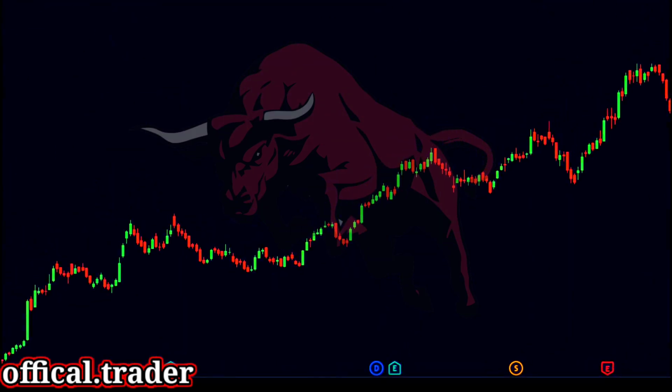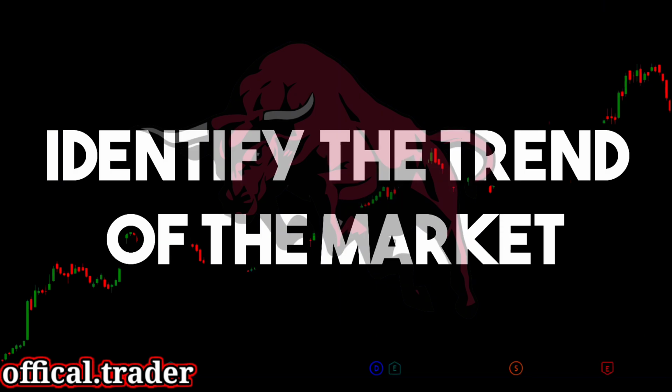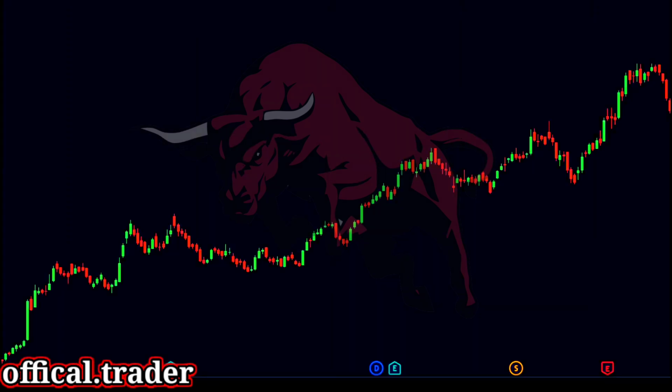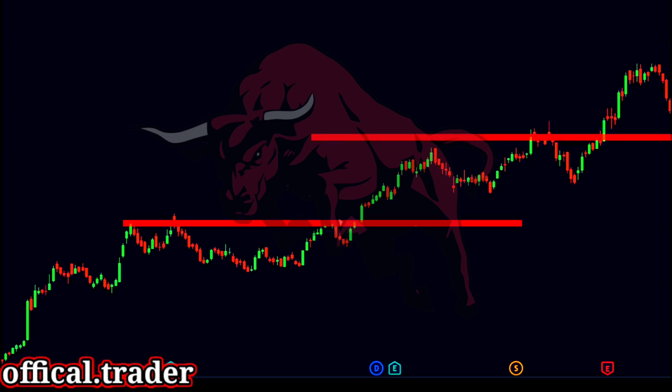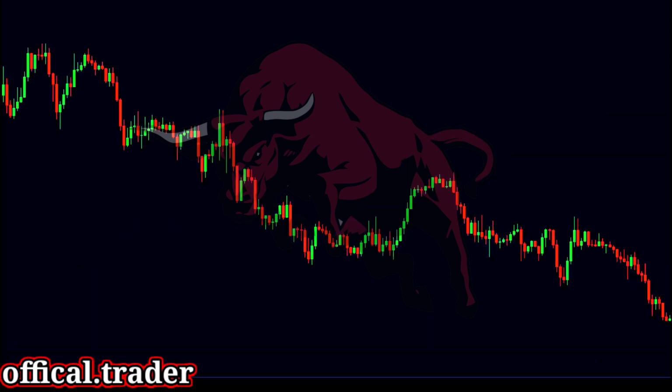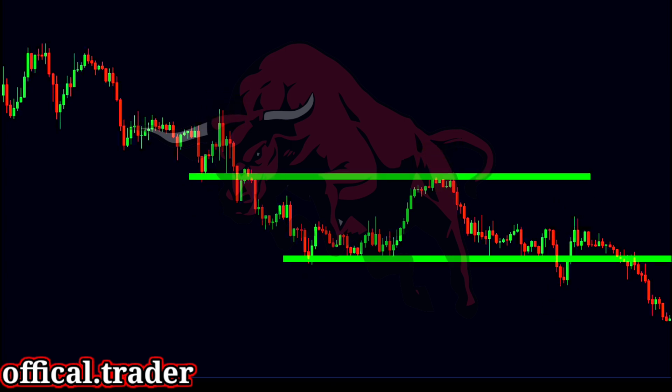To trade a trending market, we first need to identify the trend of the market. If the price is making higher highs and higher lows, the price is said to be in an uptrend. Another characteristic of an uptrend is that the price constantly breaks resistance levels to create new highs. On the other hand, in a downtrend, we see that the price makes lower highs and lower lows. The price also keeps on breaking below support levels to create new lows.